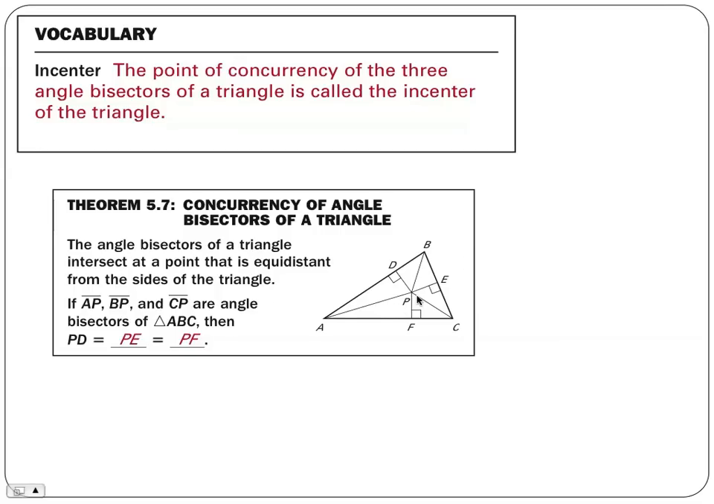You don't know anything else right now. You don't know that BP is congruent. You don't know PA is congruent. PC, you don't know that at all. This guy you also don't know right here. You have no idea if DA is congruent to DB. That was what we did with the circumcenter. But this right here does not necessarily split that opposite side into two equal pieces.